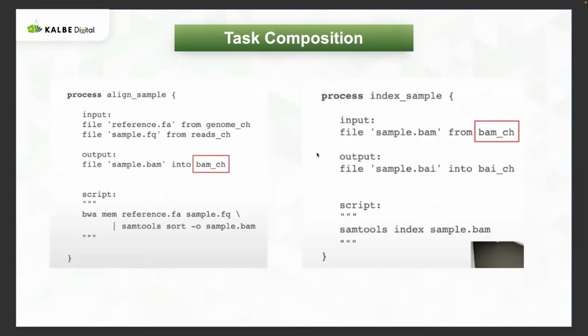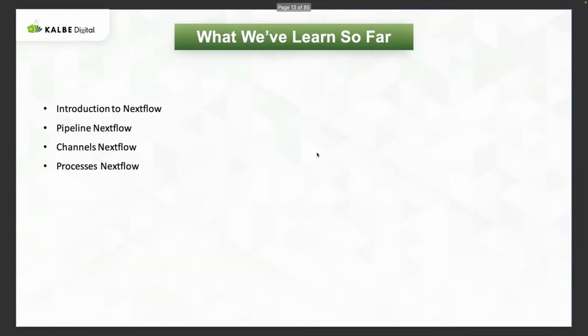Okay. You can also do task composition from one task to another task, like the output of the first one becoming the input of the next one, right? Like align sample here to index sample. So the output of align sample is a BAM file, and then it becomes the input of the index sample process from the previous process.